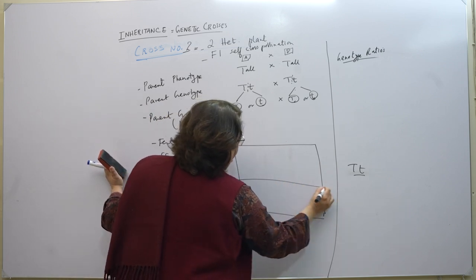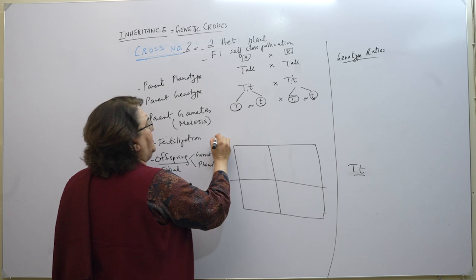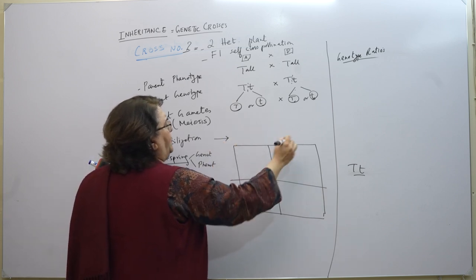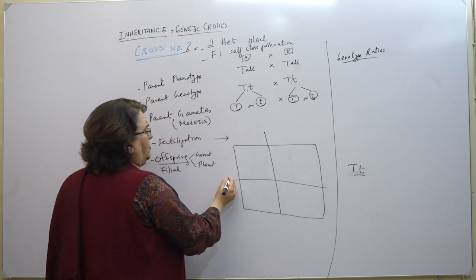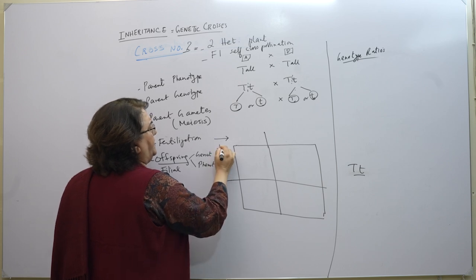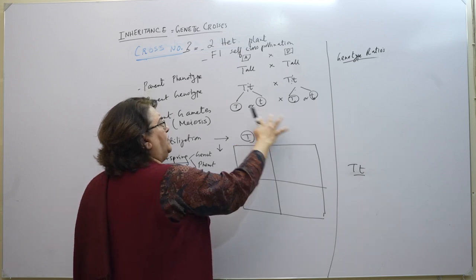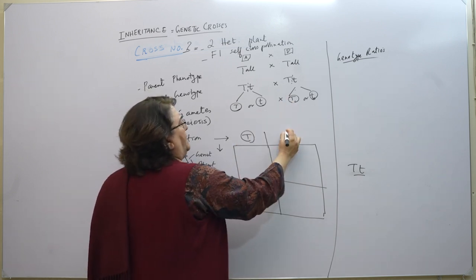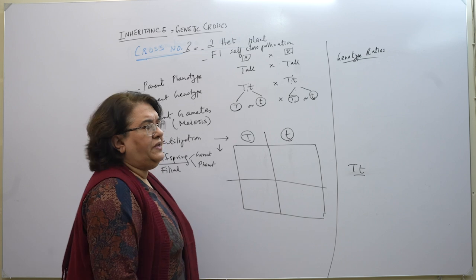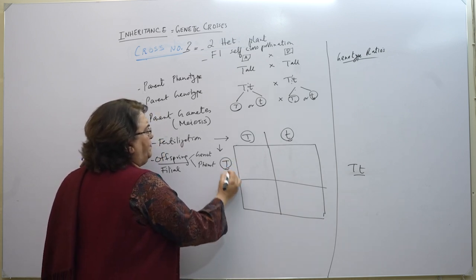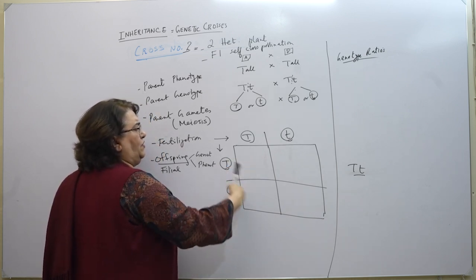All right, and again we will write down the gametes of one parent on this side and the gametes of the other parent on this side. So this will be what? Capital T, and so these two come here and these two come on the side here. Capital T and small t, and this will be capital T and small t. Now how do I fill it up?